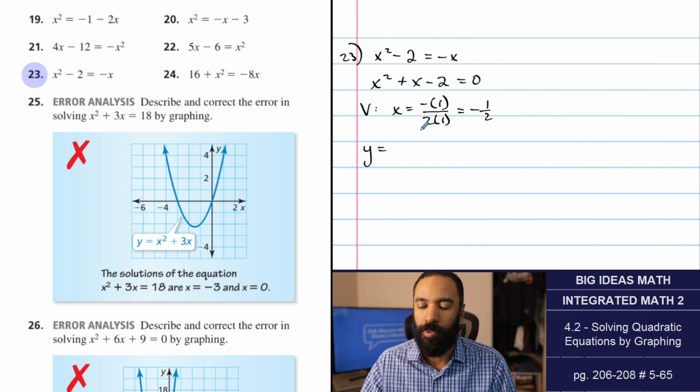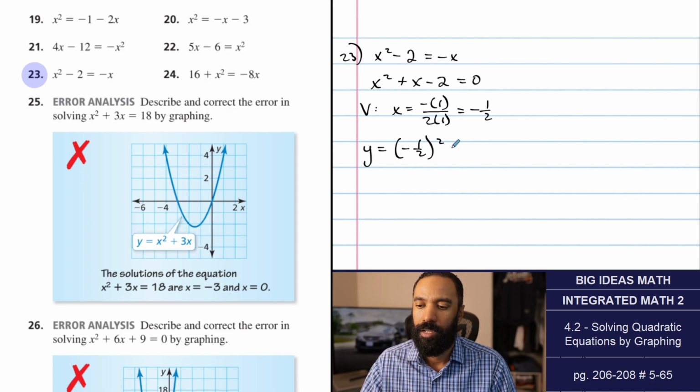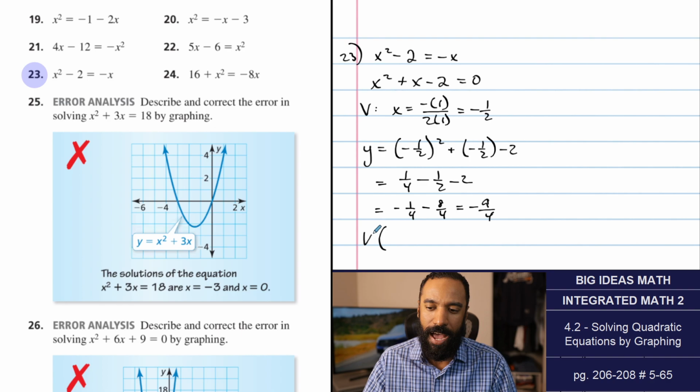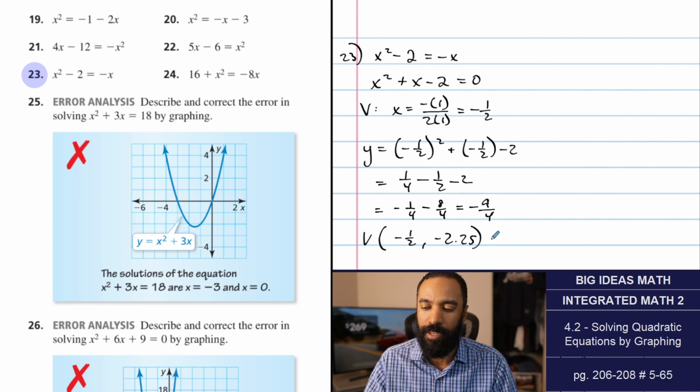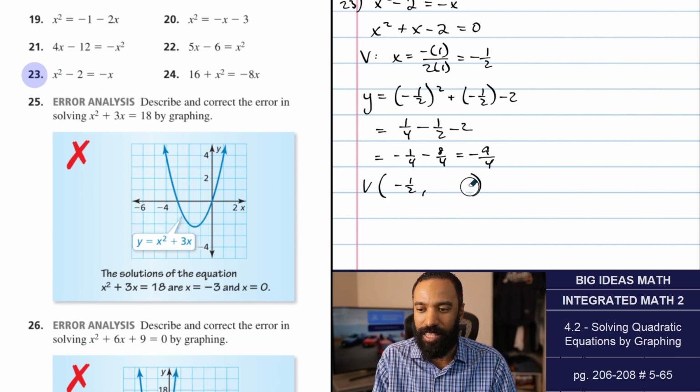The y equals negative 1/2 squared plus negative 1/2 minus 2. That'll be 1/4 minus 1/2 minus 2, which is negative 1/4 minus 2. 2 is 8/4, so negative 9/4. Negative 9/4 is negative 2.25. So your vertex is at negative 1/2 comma negative 2.25. It's not exactly like the other one, but it will be somewhere in between some things here.